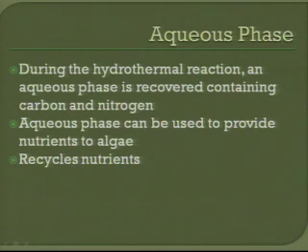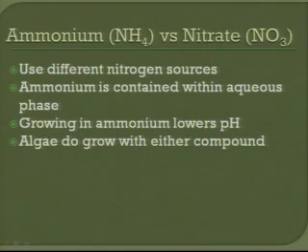When we did the hydrothermal reaction to convert the algae into biodiesel, there's an aqueous phase that we recover that contains carbon and nitrogen. This is useful to recycle and reuse those nutrients and grow the algae off the carbon and nitrogen, so we can have a closed cycle and recycle these nutrients. But first we had to make sure that these nutrients were exactly what it needed. So we wanted to make sure it could grow on the ammonium, which is what's contained in the aqueous phase.